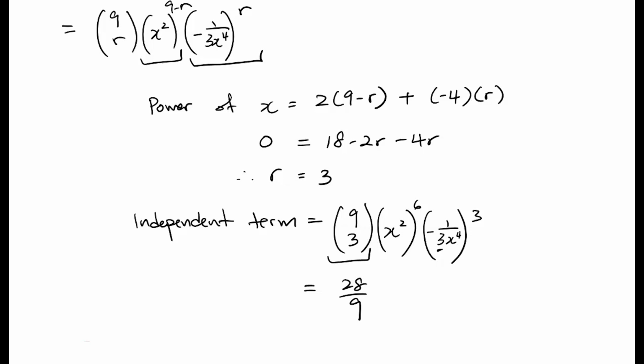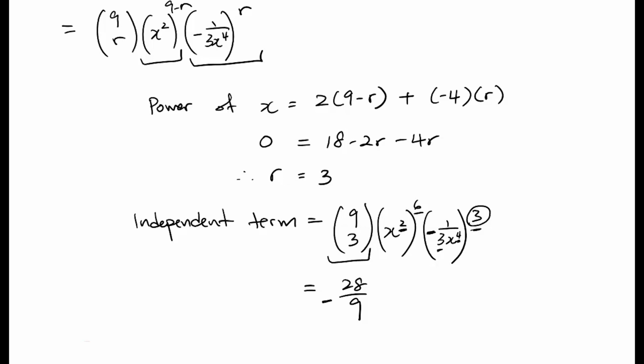And then next we look at the sign. I have a negative sign here, and that is raised to the power of 3. So it's an odd number of negative signs, so that is negative. And then we look at the powers of x. I hope you are not surprised that the powers of x should eventually be 0. We can verify that this is 2 times 6, which is 12, and then this is 4 times 3, but because the 4 is in the denominator, it's actually x to the power of 12 divided by x to the power of 12, which cancels each other off. So therefore, my independent term is just negative 28 over 9.